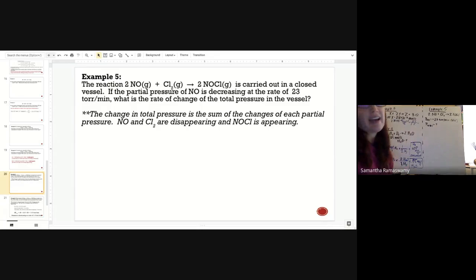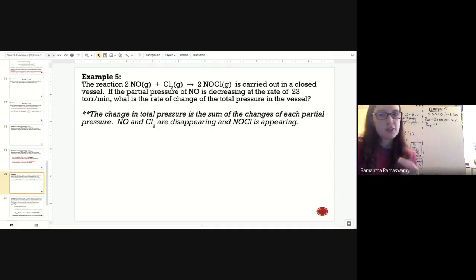We're going to look at example 5 up here on the whiteboard. If you don't have the whiteboard pinned to the screen, I would pin it so that you can see it. This example is kind of 2 things in one. First, we need to figure out how the partial pressures are changing. What is the rate of change of each of the partial pressures, which is exactly what we've been doing.